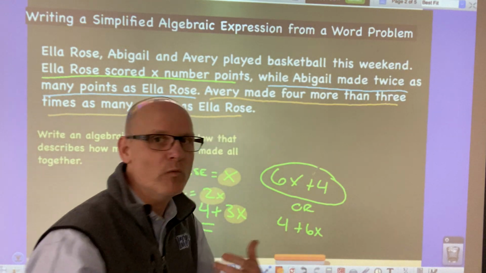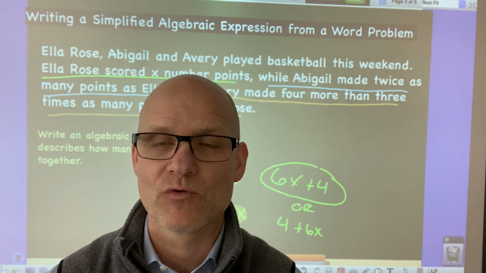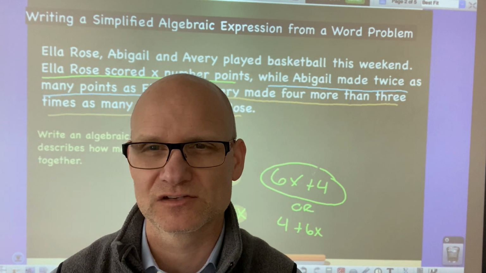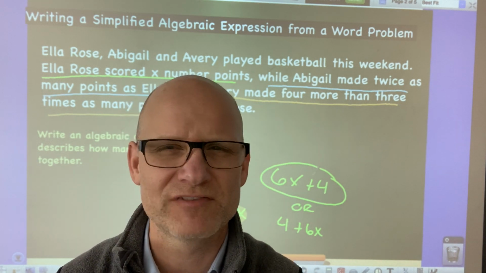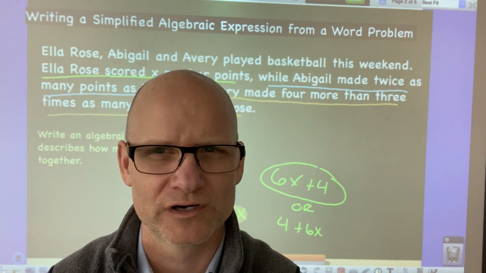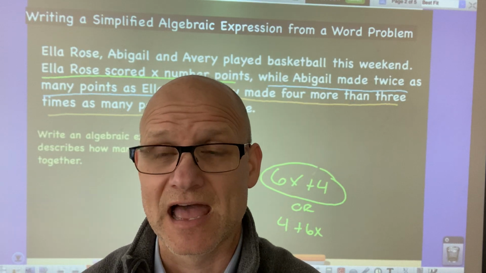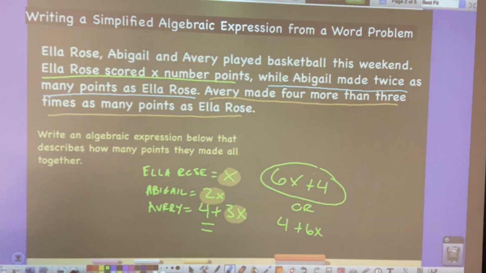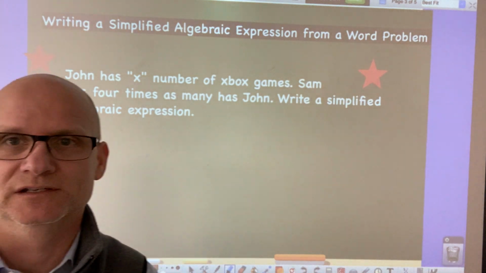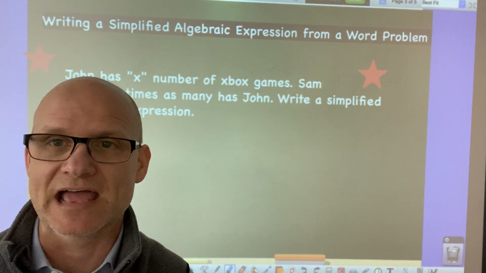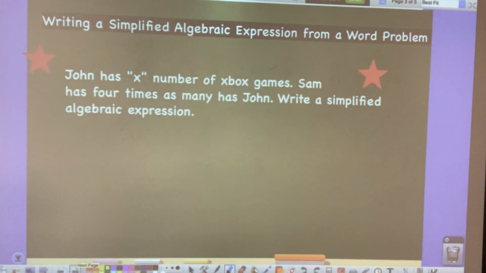And that's all we are doing, just taking a word problem and writing a simplified algebraic expression from that word problem. We're not trying to solve it yet. We're not trying to find out how many points they each scored in this particular problem. We're just trying to write a simplified algebraic expression. So press pause and you try this one. Try to write a simplified algebraic expression, and we'll go over it in a few seconds. Just press pause and try this.